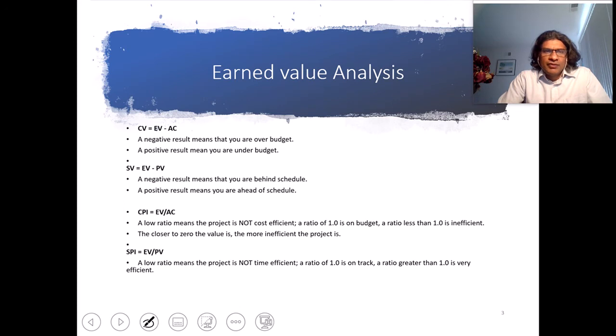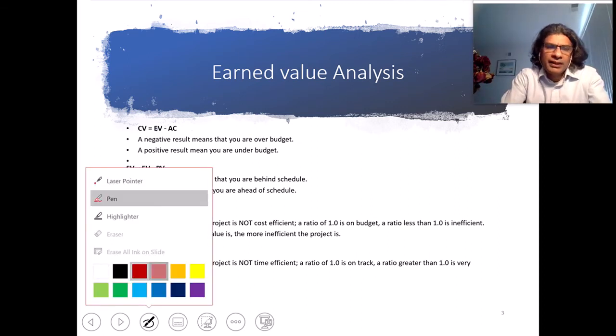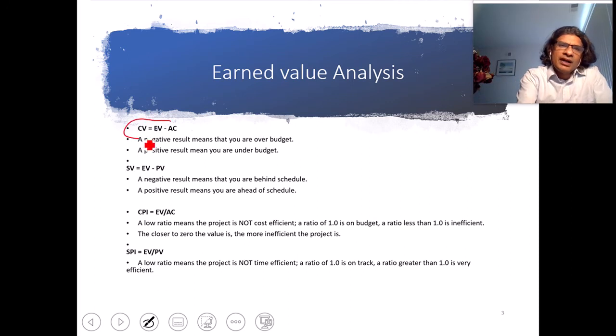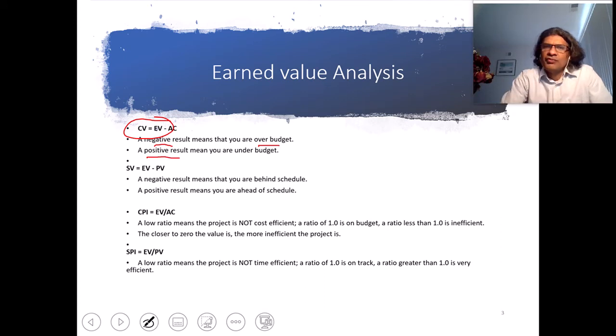This kind of notation is further analyzed from a variance point of view. By applying the cost variance, we can find out if it is producing a negative result, meaning it's over budget, or a positive result, where we earned more work than what we planned. We can say it is under budget.